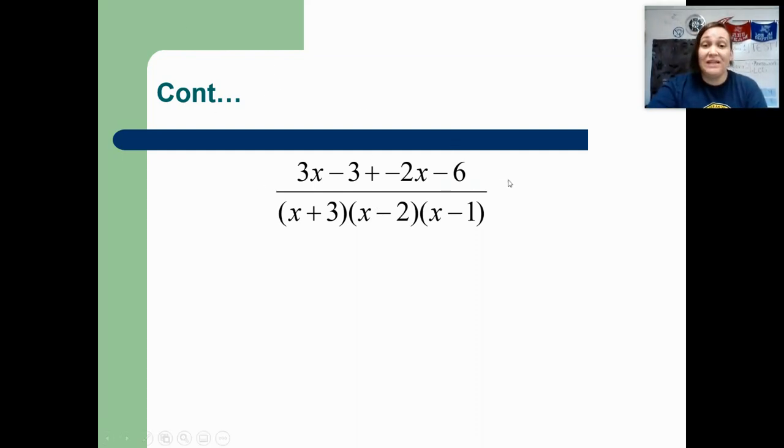Since the numerator is adding and subtracting, next I will be combining like terms, right? That's the concept of adding and subtracting. So I will combine together my 3x and my negative 2x, and then my negative 3 and my negative 6.